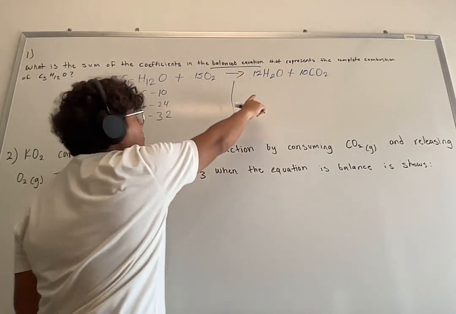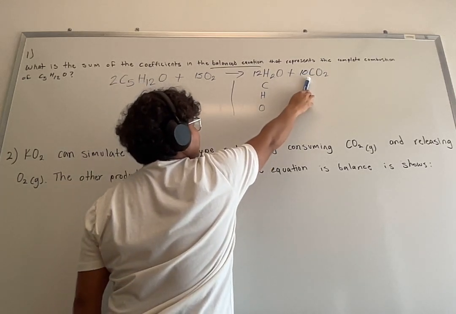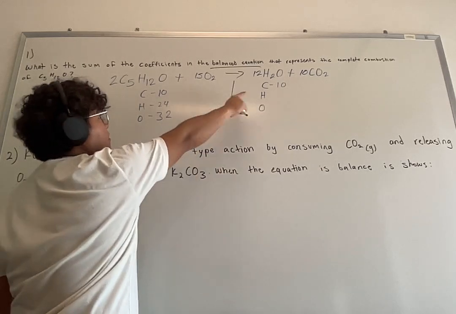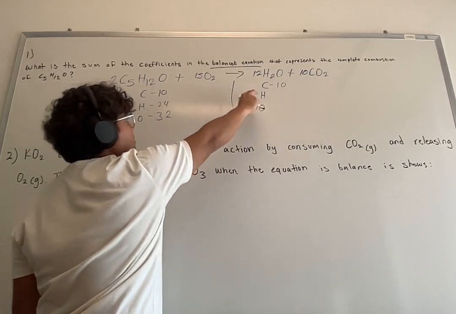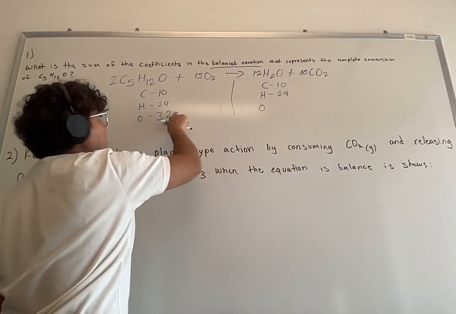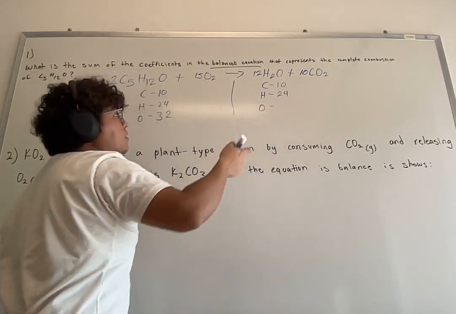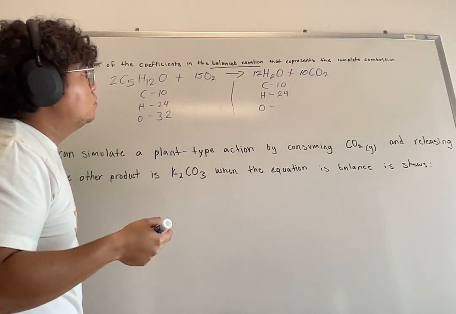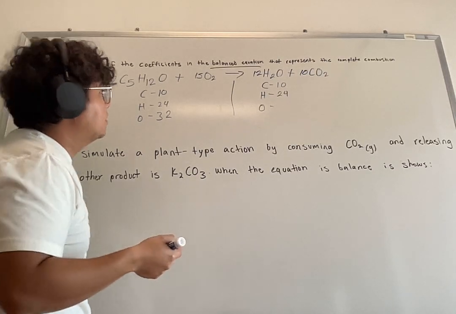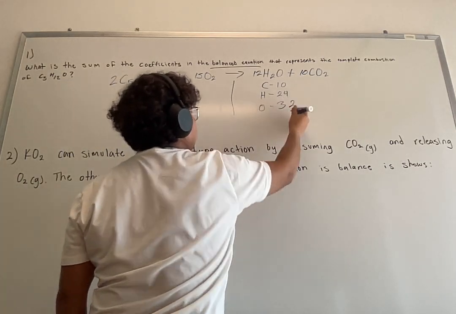Now, here we've got the same thing, carbon, hydrogen, oxygen. 10 times 1 is 10. Okay, so we're looking good for carbon. Here, hydrogen, 12 times 2, 24. Then we got oxygen. We got 12 oxygen from the water plus 10 times 2, 20 from the carbon dioxide. So 12 plus 20 is 32.